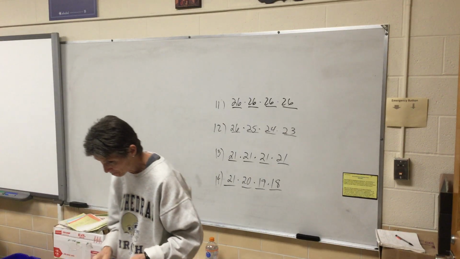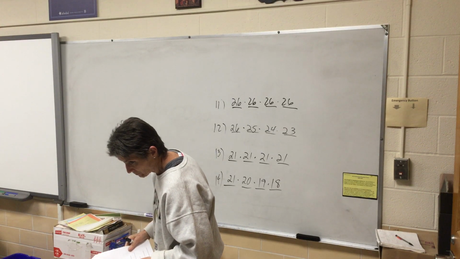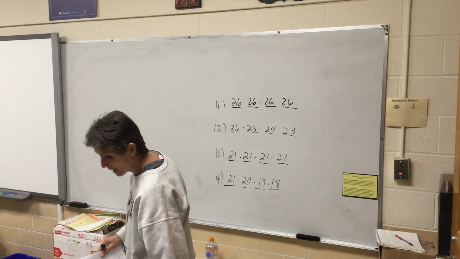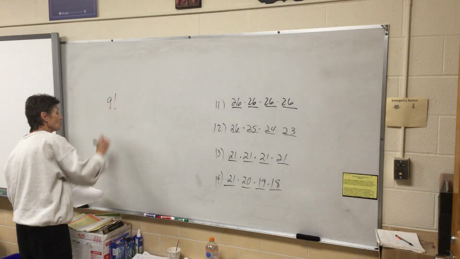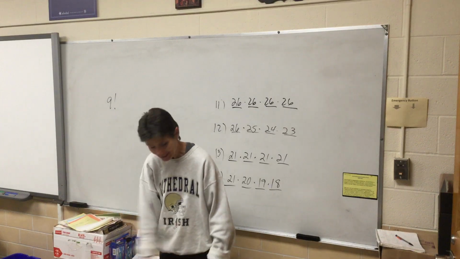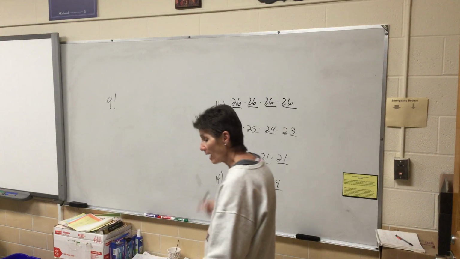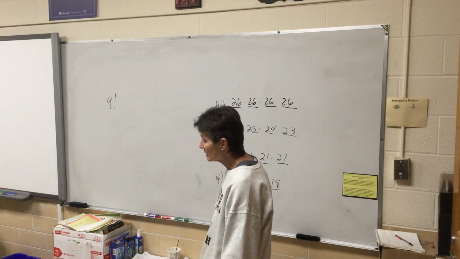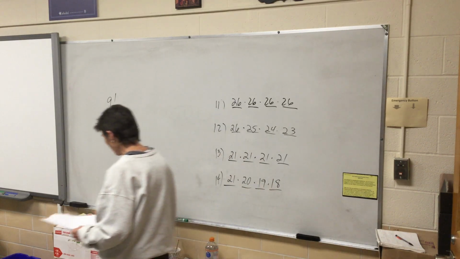What do you think? Is it the same as the other one where it's just 9 exclamation mark? Yep, let's say 9 factorial. That's what it is. Because when I arrange 9 players in a row, I'm just lining them up. And I can arrange 9 guys, girls, dogs, books, 9 things in a row, 9 factorial ways. So that's the answer to number 15.